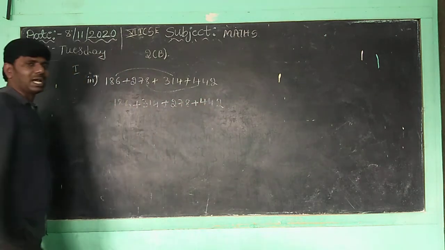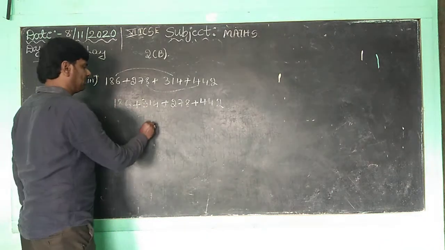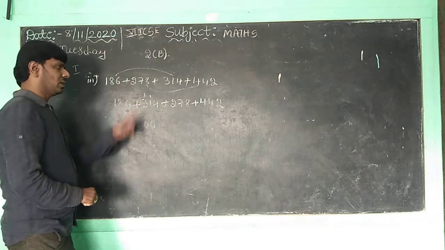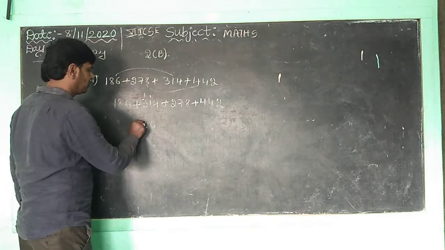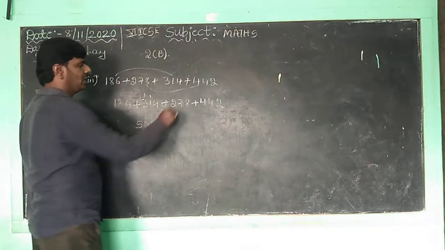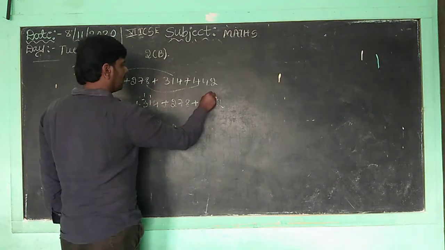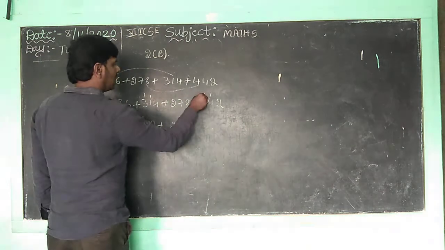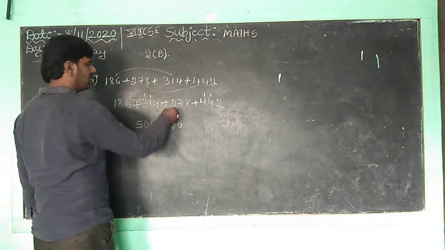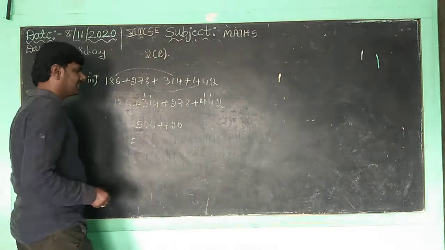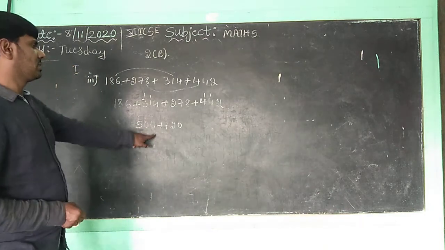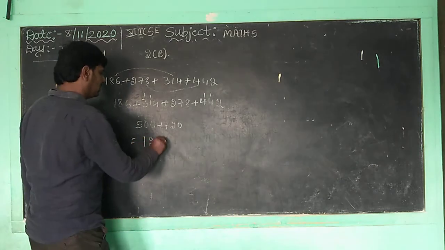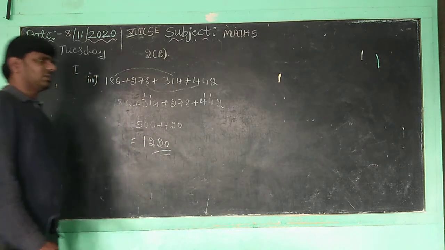These two numbers first you can add, children. 6 plus 4 is 10. Carry 1. 1 plus 1, 2. 2 plus 8 is 10. Carry 1. 1 plus 3, 4. 4 plus 1, 5. Here also I want to add 8 plus 2, 10. Carry 1. 5 plus 7 is 12. Carry 1. And 1 plus 4 is 5. 5 plus 2 is 7. What is that answer? 720 and 500. Children, 1220. It's very simple. You want to add like that.